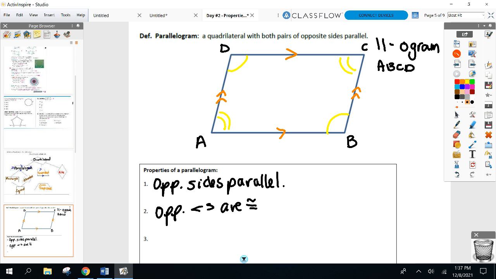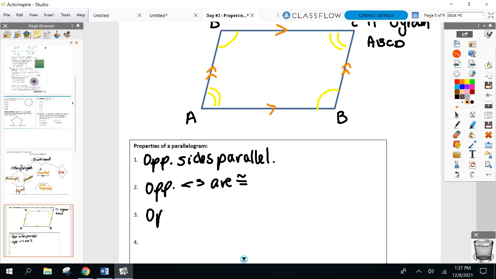Opposite angles are congruent. Claire, you think you got one for your crew? Opposite sides. There you go. That's the one that usually comes up. Opposite sides congruent. Good. Hash mark, 2 hash marks, 2 hash marks. Yes. Opposite sides are congruent. Here's the clincher. Anybody got the 4th one?